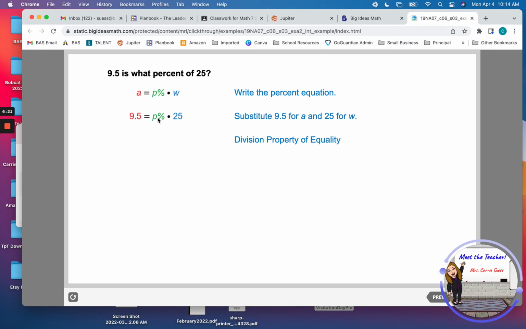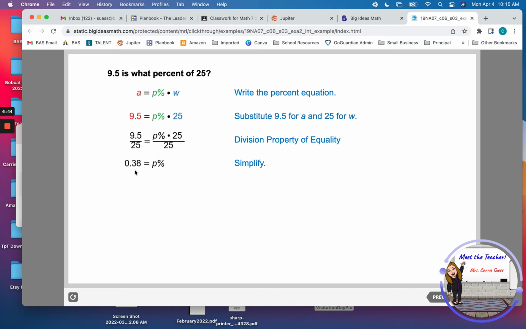So just use P as your variable and let's solve for this. How would I get the P by itself here? We've got to move the 25 away. How do you move the 25? It's multiply. What's the opposite of multiply? Divide. So we're going to divide by 25. Write it down. What is 9.5 divided by 25? 0.38. Very good.